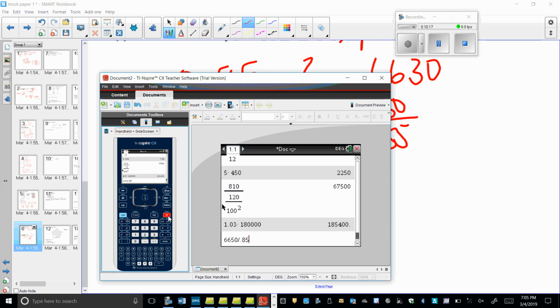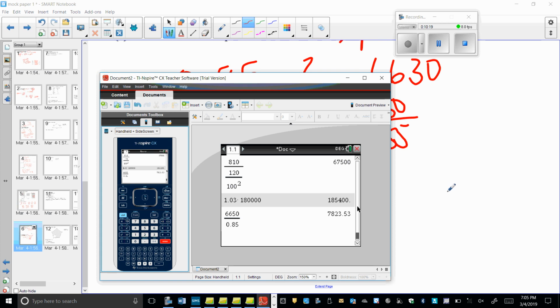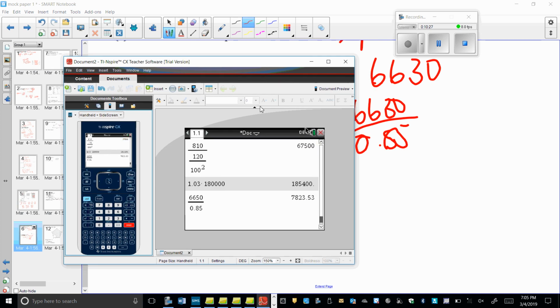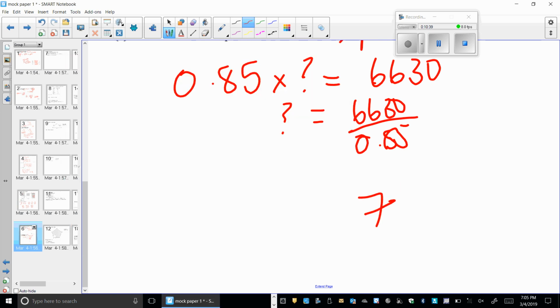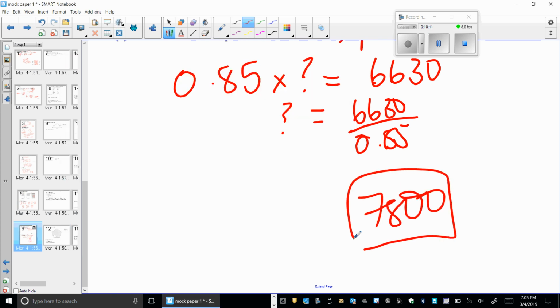Oops. No, what have I put the wrong numbers in? 6630. Oh, Lord above. 6630 divided by 0.85 is 7800. I didn't think that was right. That's how much it was to start with.